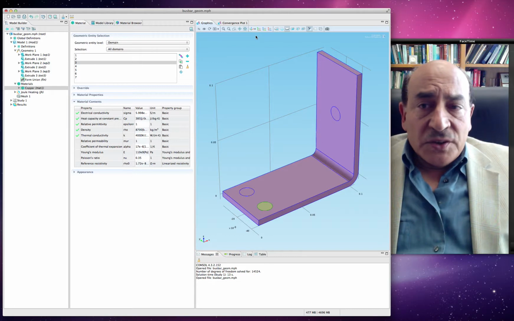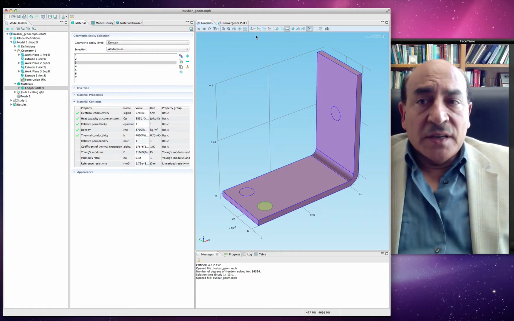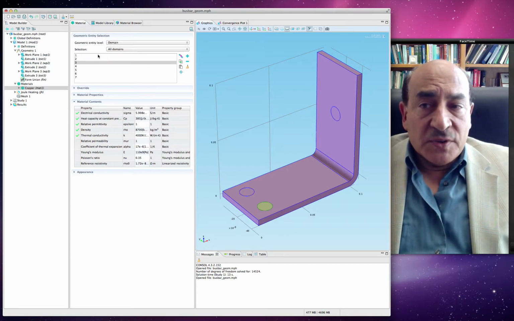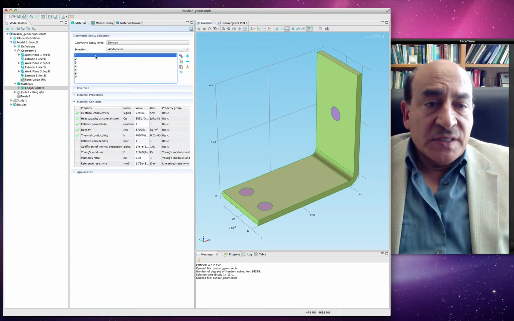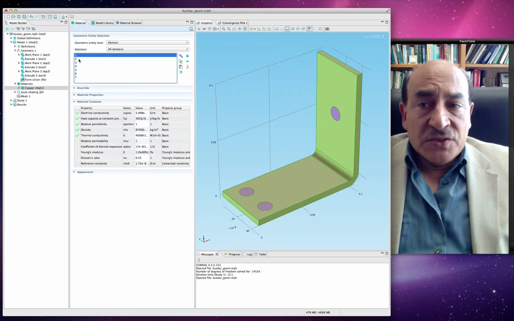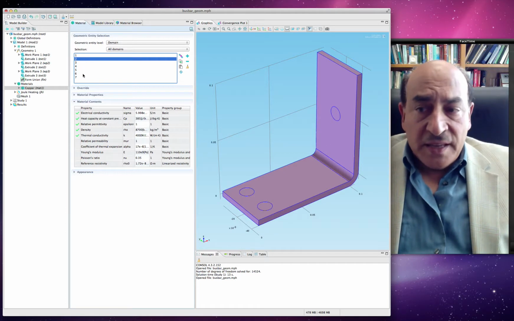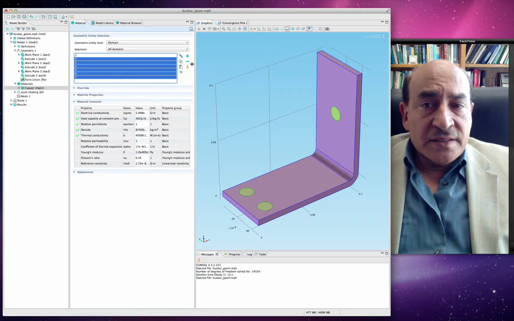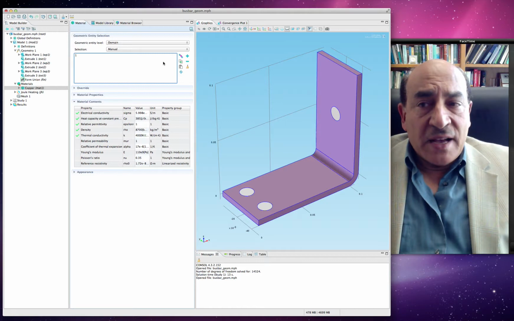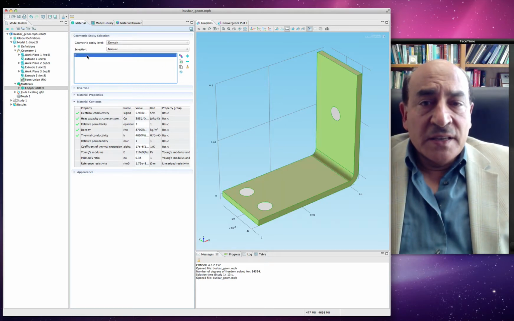Okay, but I don't really want everything to be copper. I want to have just domain 1 to be copper and everything else to be made of titanium. So I'm going to select 2, and then shift and go all the way down to 7, and then subtract those. If I just subtract, then it will take them out, and then I have now applied my material as copper only on domain 1, which is the bracket.